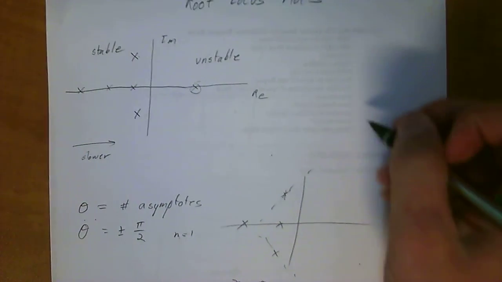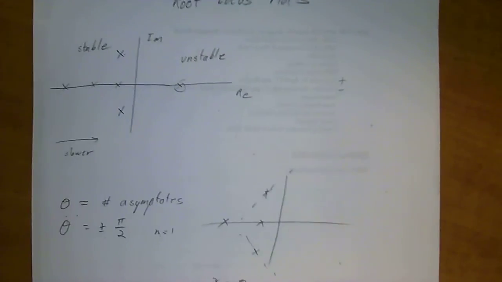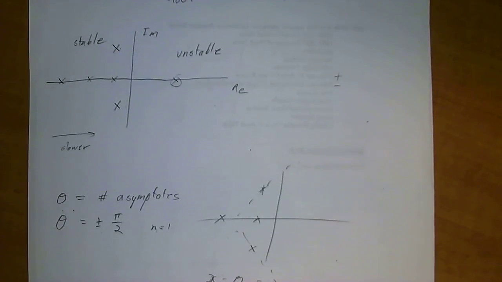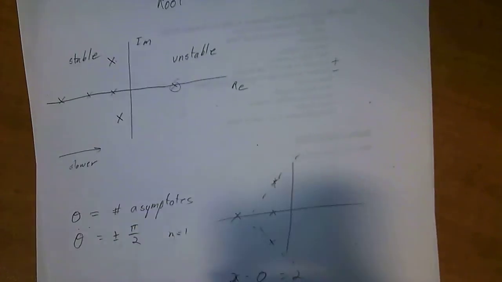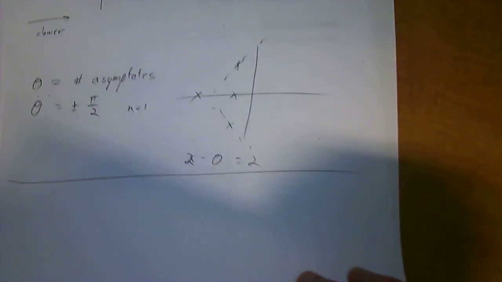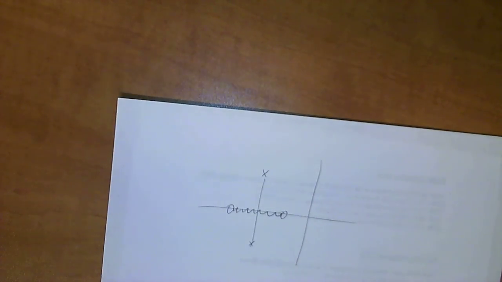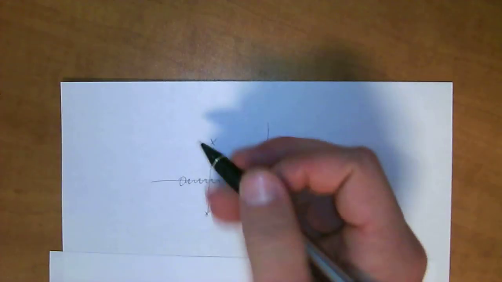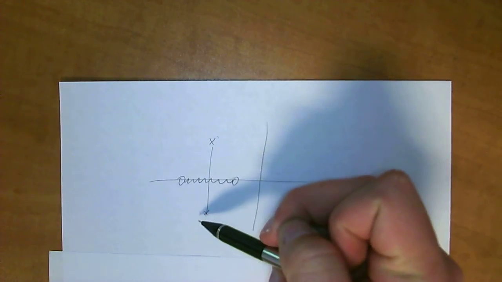Alrighty. So I'm going to do a quick example here. Looking at this root locus diagram right here, I've got 2 poles right here. They are symmetric, which has to be true. And then you've got zeros on the real axis.